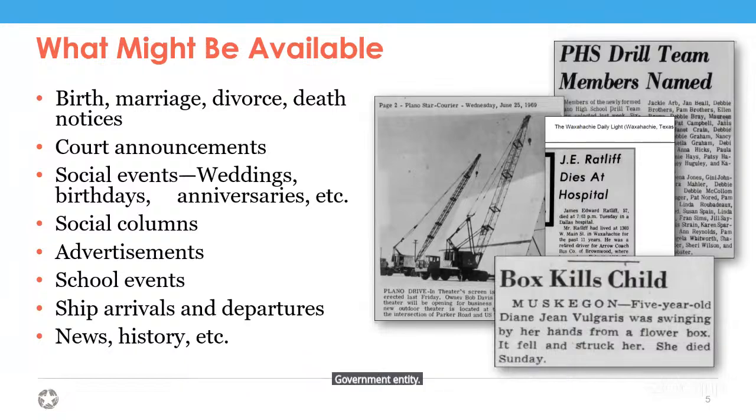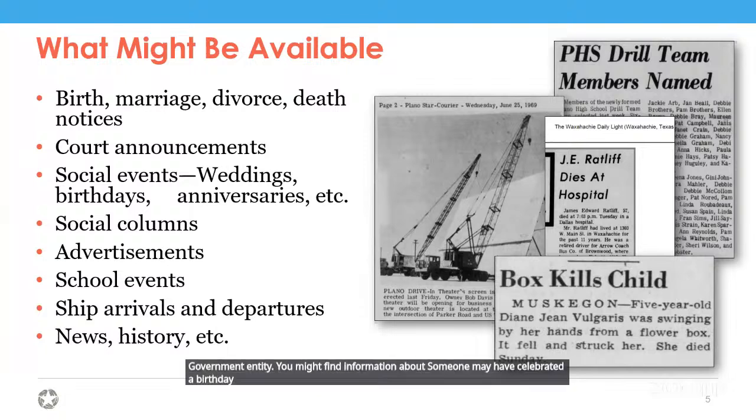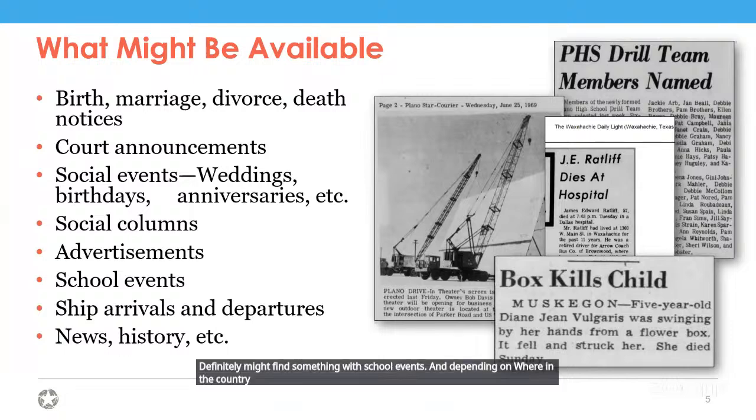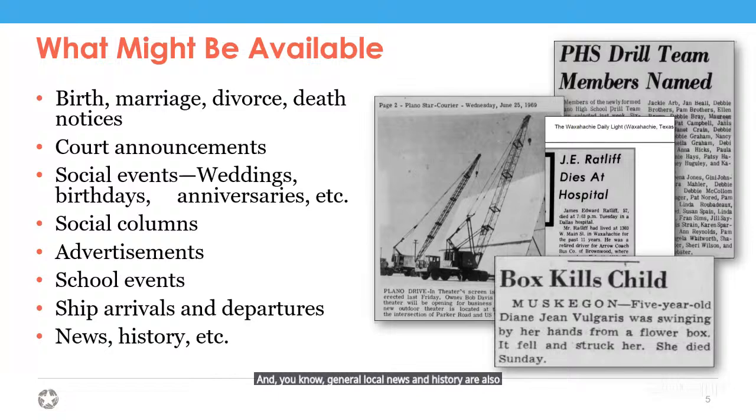You might find information about someone who celebrated a birthday, maybe anniversaries. You might find something in social columns. You may find something in advertisements. Definitely might find something with school events. And depending on where in the country, you may find information on ship arrivals and departures if it was a newspaper covering a city or an area with ports. And general local news and history are also widely available.